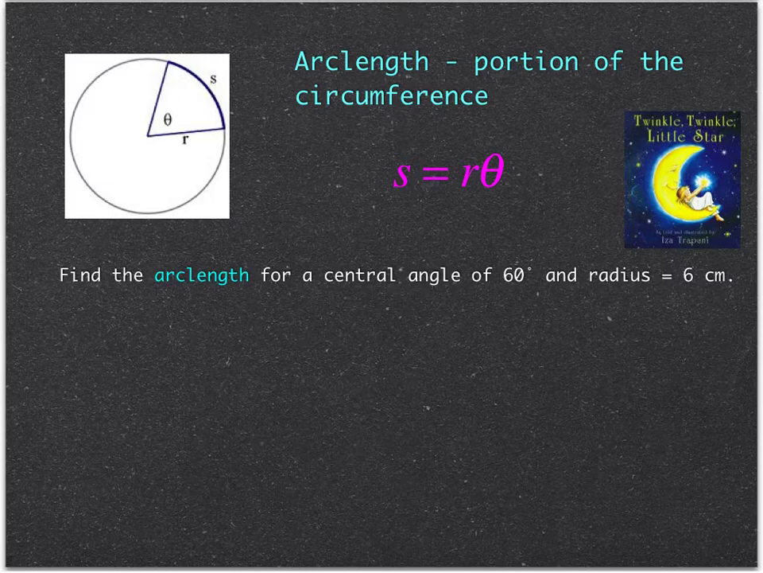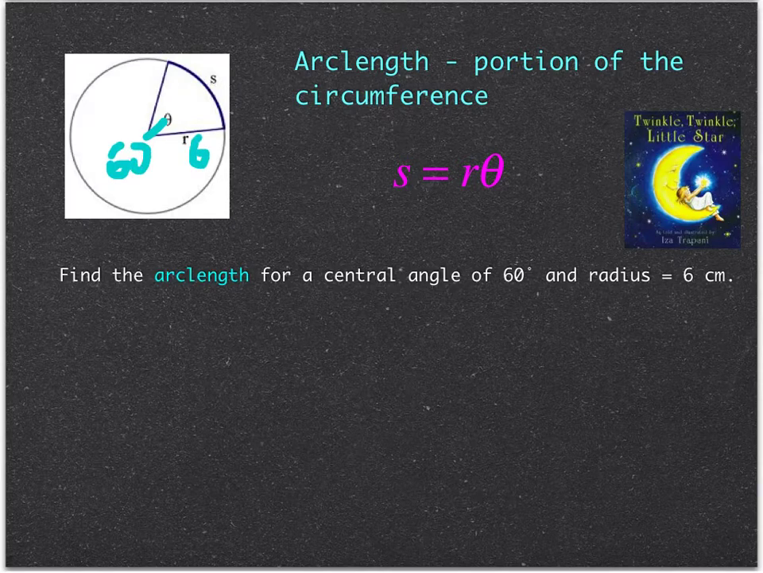Now we can probably figure this out without the use of any of that formula. Let's just say that we have our circle that has 60 degrees. So my central angle here is going to be 60, and the radius is going to be 6 centimeters.